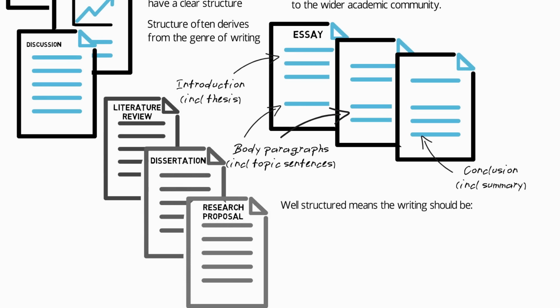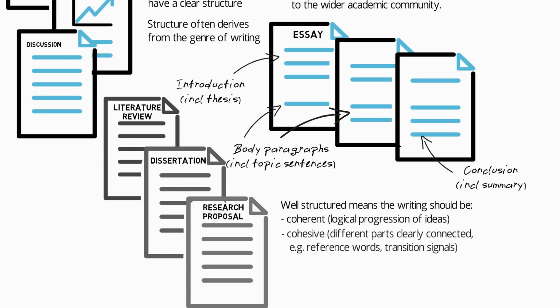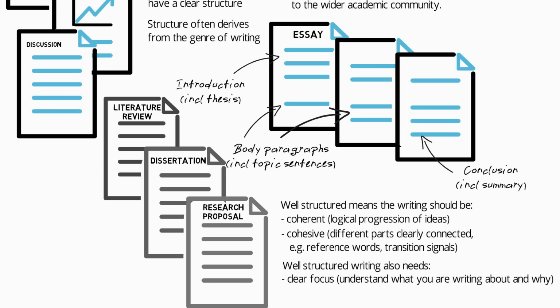Being well structured also means that the writing should be coherent. In other words, there should be a logical progression of ideas. It should also be cohesive. In other words, the different parts are clearly connected, for example by using reference words and transition signals. Being well structured also means we need a clear focus. So for the academic writer, that means you need to understand very clearly what you're writing about and why. It also needs careful planning before writing.